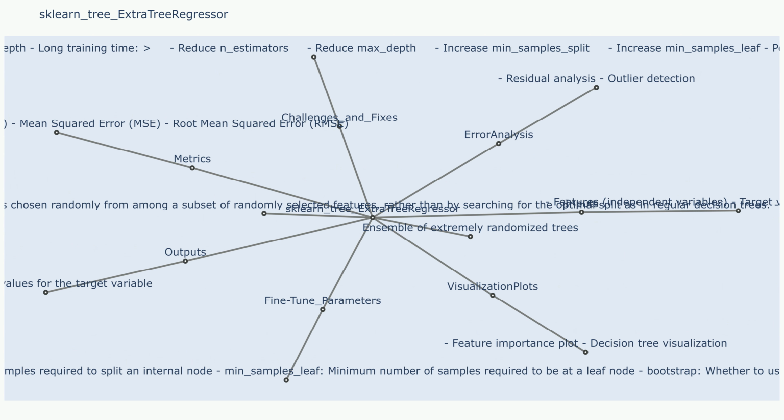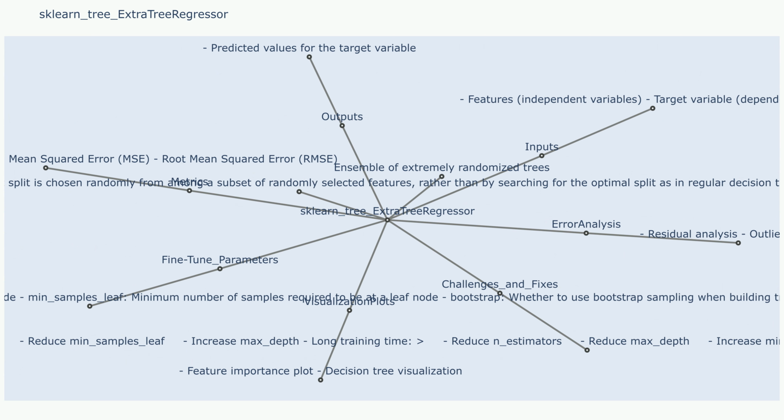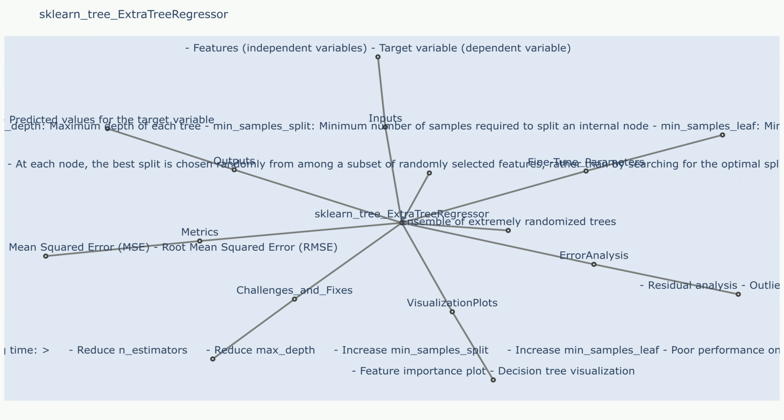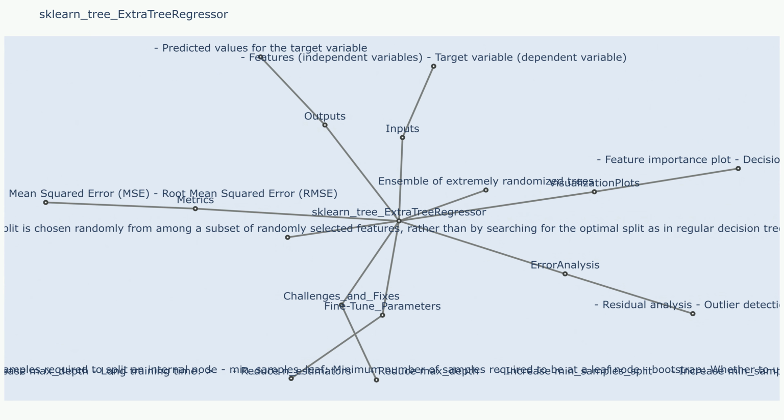Steps. Tree construction. Multiple decision trees are constructed using the extremely randomized trees algorithm. For each tree, random subsets of features are selected at each node, and random thresholds are used for splitting the data. Aggregation. Predictions from individual trees are aggregated by averaging or voting, depending on the chosen strategy. Metrics. Mean squared error, MSE, measures the average squared difference between the predicted and actual values. R squared, R2, represents the proportion of variance in the target variable that is explained by the model.